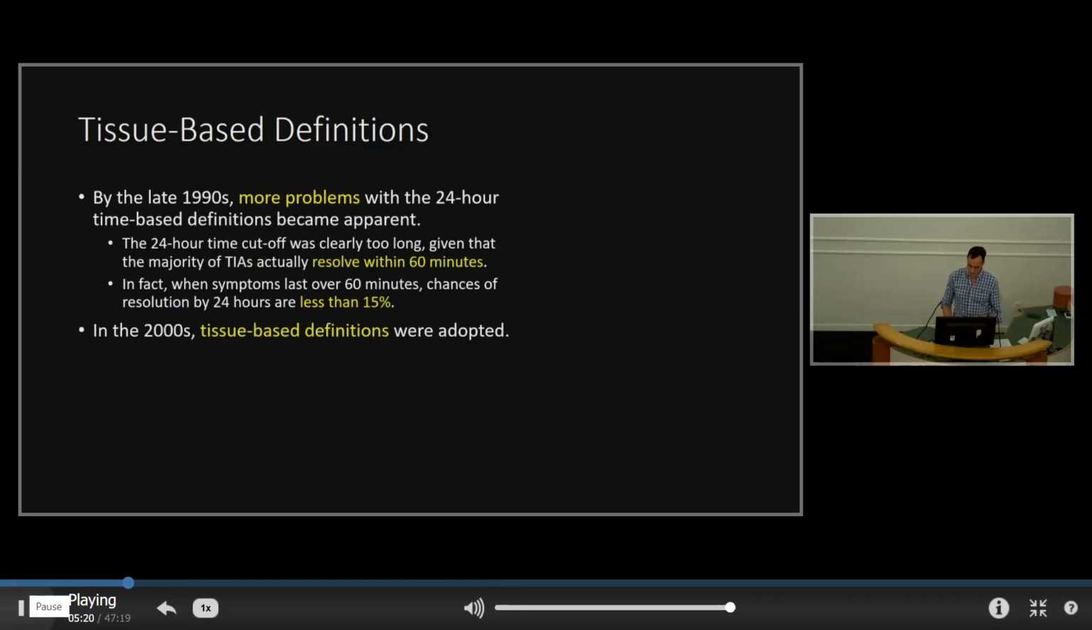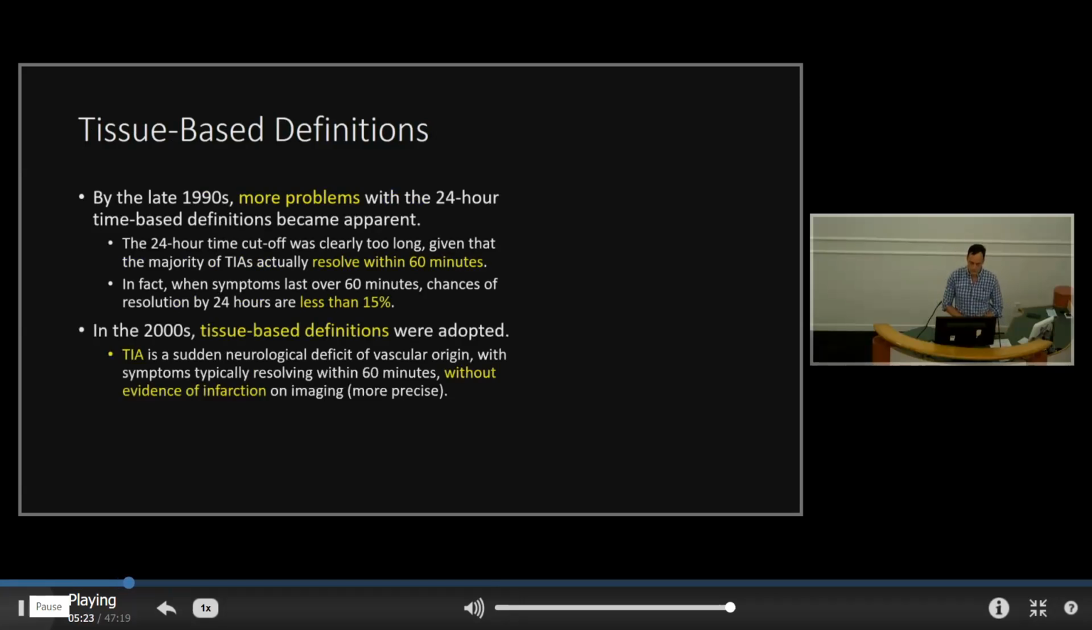So now we use these tissue-based definitions, coming back to them. We now define TIA as a sudden neurological deficit of vascular origin with the symptoms typically resolving within 60 minutes. Not always, but very, very frequently that's what happens. They fully resolve without evidence of infarction on imaging. And this is a more precise definition because you can quantify, based on your imaging analysis, whether there is an anomaly there or not. And the time thing is still sort of a part of it, but it's not the fulcrum of the definition. Stroke is the same thing.